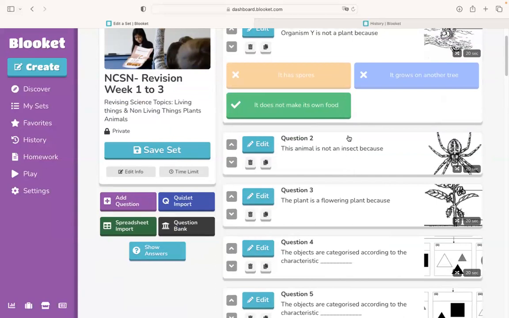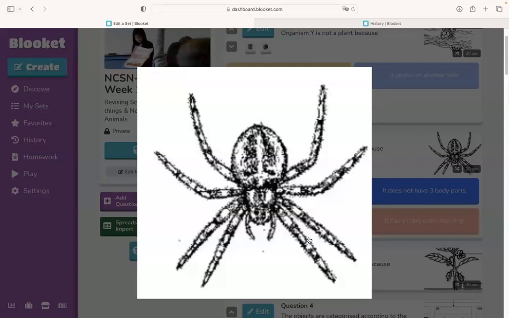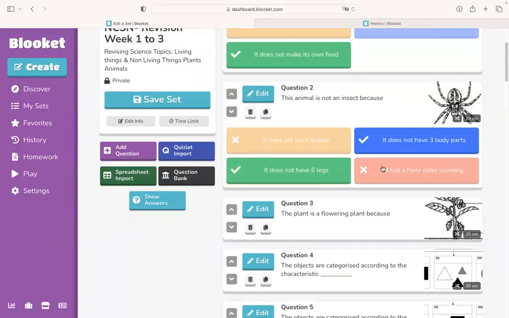Question 2. This animal is not an insect because it does not have 6 legs. As we learned from the previous lesson, insects have 6 legs, but this creature is a spider. Spiders have 8 legs, hence it is not an insect. All right.